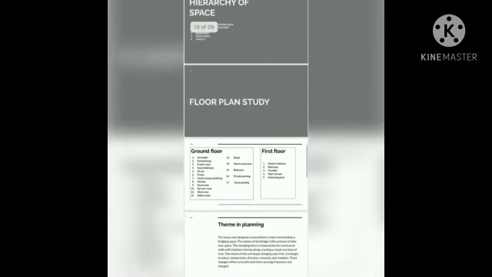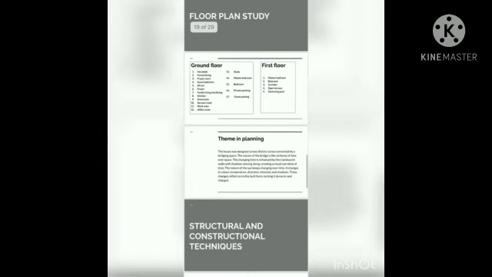Floor plan study. The ground floor contains a veranda, formal living, prayer room, guest bedroom, sit-out, foyer, family living and dining, a kitchen, a storeroom, a servant room, a work area, utility room, a study room, master bedroom, a bedroom, a private parking, and a guest parking. The first floor contains a master bedroom, a corridor, open terrace, and swimming pool.